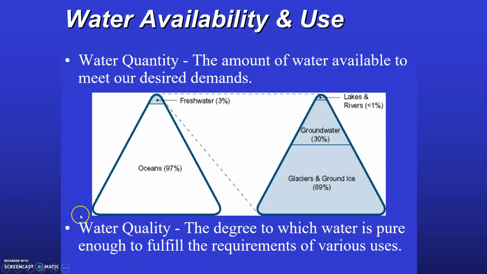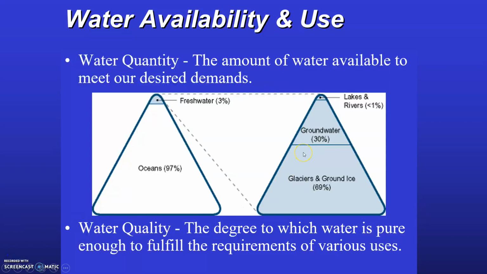The graphic in front of you depicts that 97% of the water on our Earth is caught up in oceans. This is all salt water. Only 3% is considered to be fresh water, and as you look to the right of the graphic, that 3% breaks down as follows. 69% of it is found in glaciers and ice. 30% is found in groundwater, and less than 1% is found in lakes and rivers.